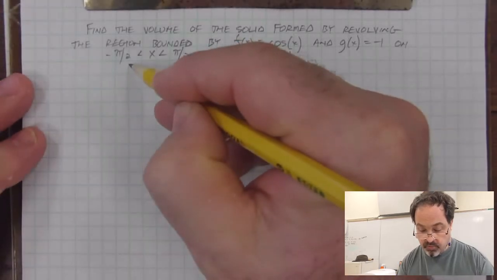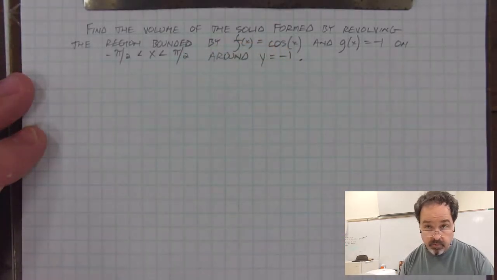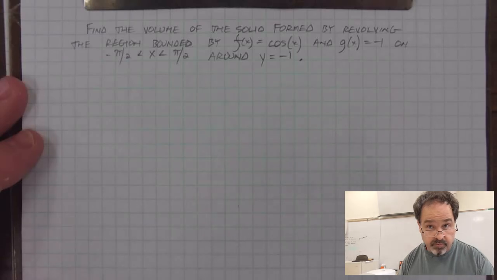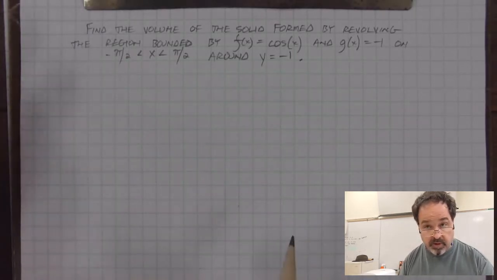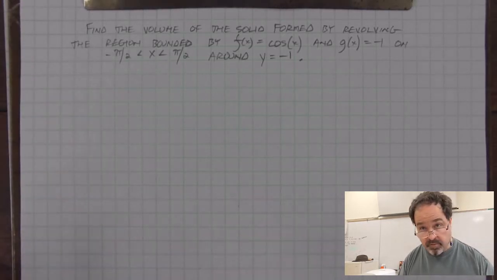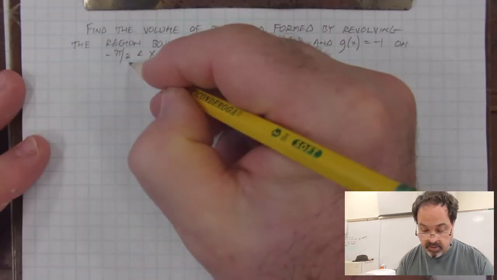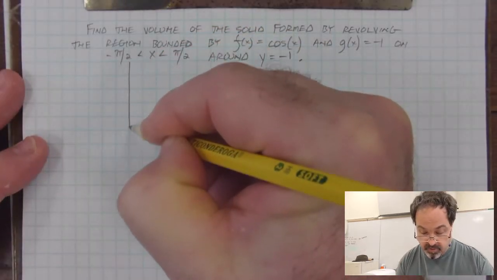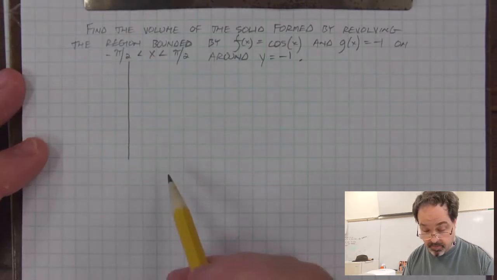So the strategy before we jump into writing the integral to evaluate the volume is to visualize what's going on, visualize the region, and try to visualize the three-dimensional solid that gets created by that region. Then the chances of setting up the correct integral will be a lot better.